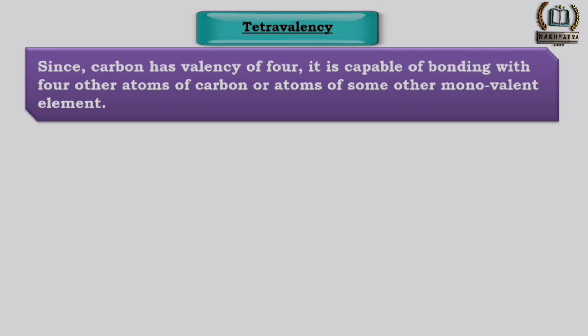Next is tetravalency. Since carbon has a valency of 4, it is capable of bonding with 4 other atoms of carbon or atoms of some other monovalent element. See, one example is given here where carbon is bonded with chlorine. Before that, I want to tell you that a monovalent element means any atom having valency 1. So here the chlorine atom has a valency of 1.